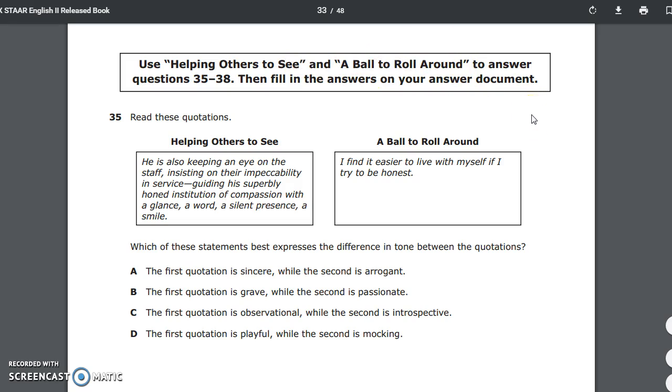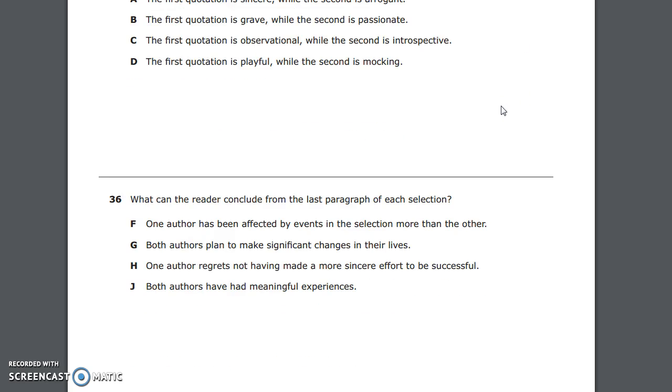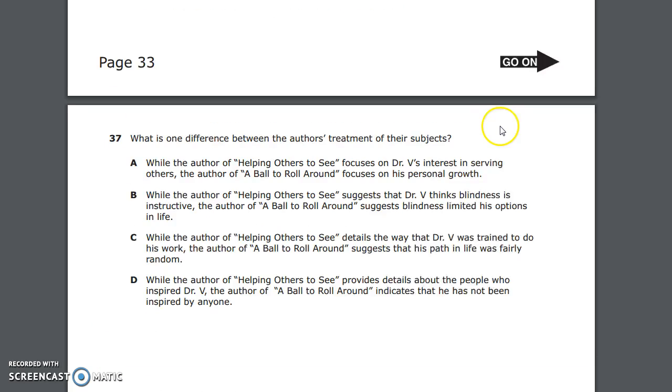So now I'm going to have to answer questions about how the texts are connected. So just be looking for that. Anytime two passages are back to back, you will have a short answer and you will have multiple choice questions to do over those two passages. So make sure that you pay attention to that when you're going through your test booklet.